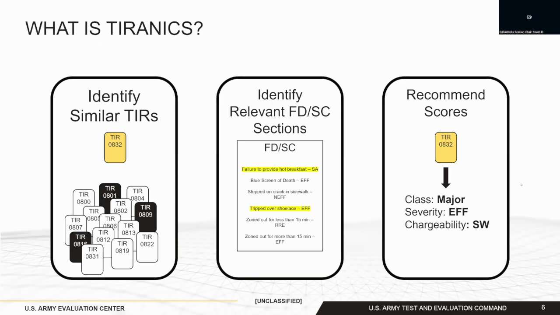The second capability that we are working toward in Tyrannics is identifying relevant sections within the FDSC. As I mentioned, this is the guidebook, and so if it's possible to pull up a paragraph from the FDSC that says this type of failure should be scored in this way, then that would be the goal. So comparing the free text from the TIR to the contents of the FDSC to find what from the FDSC seems to be most relevant to that TIR.